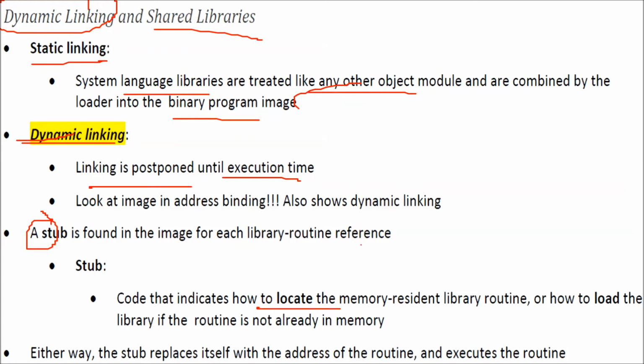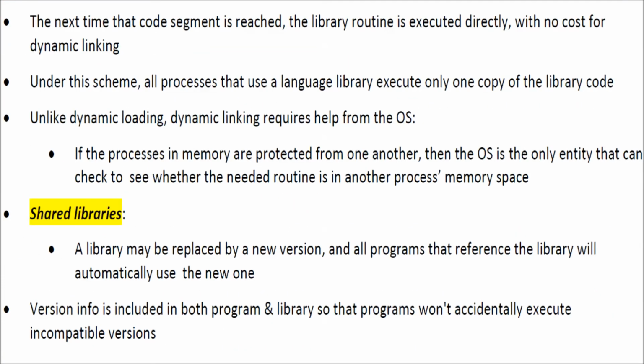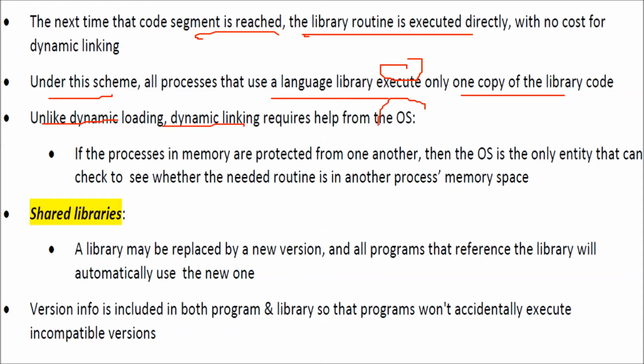Okay, this is the address. When I execute it, I will go to this address. So this stub will replace itself with the address of the routine and will execute the routine. And next time the code segment is reached, the library routine is executed directly with no cost for the dynamic linking. In this scheme of dynamic linking and shared library, all processes that use a language library will execute only one copy of the library code. This is very important. But unlike dynamic loading, dynamic linking does require the support of the operating system.